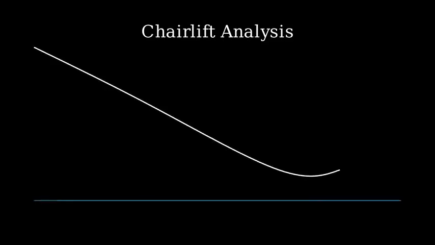Let's solve this chairlift problem. We need to determine the weight of the skier in chair F, given that each chair weighs 250 newtons, and the skier in chair E weighs 765 newtons. Let's start by drawing our system.